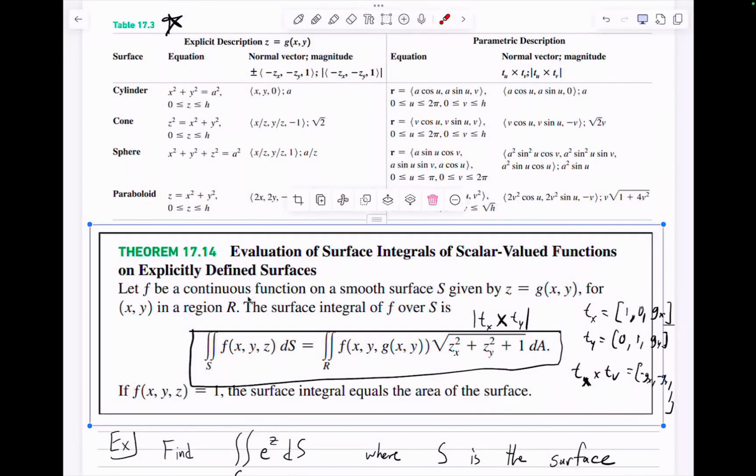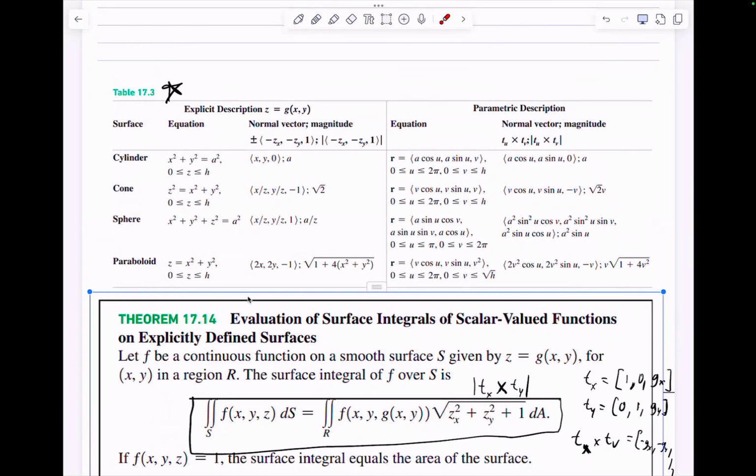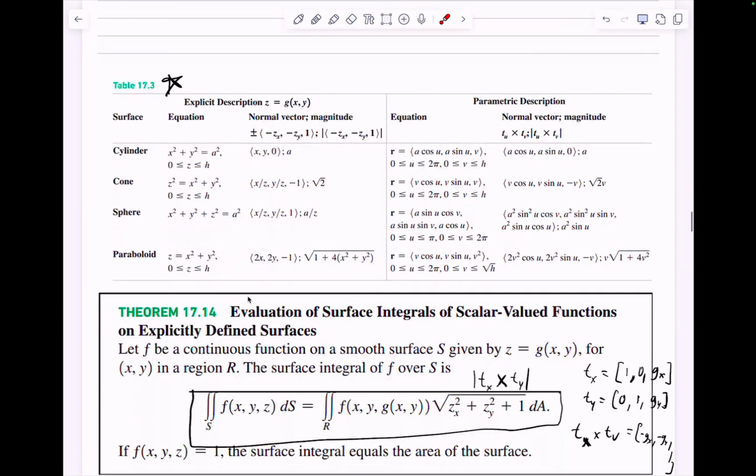Okay, so here is my second attempt to make this video with some audio. Hopefully it works. So the basic idea of what we have so far is we are doing scalar surface integrals, and we're going to do them on surfaces that are explicitly defined. So we're going to look at that.